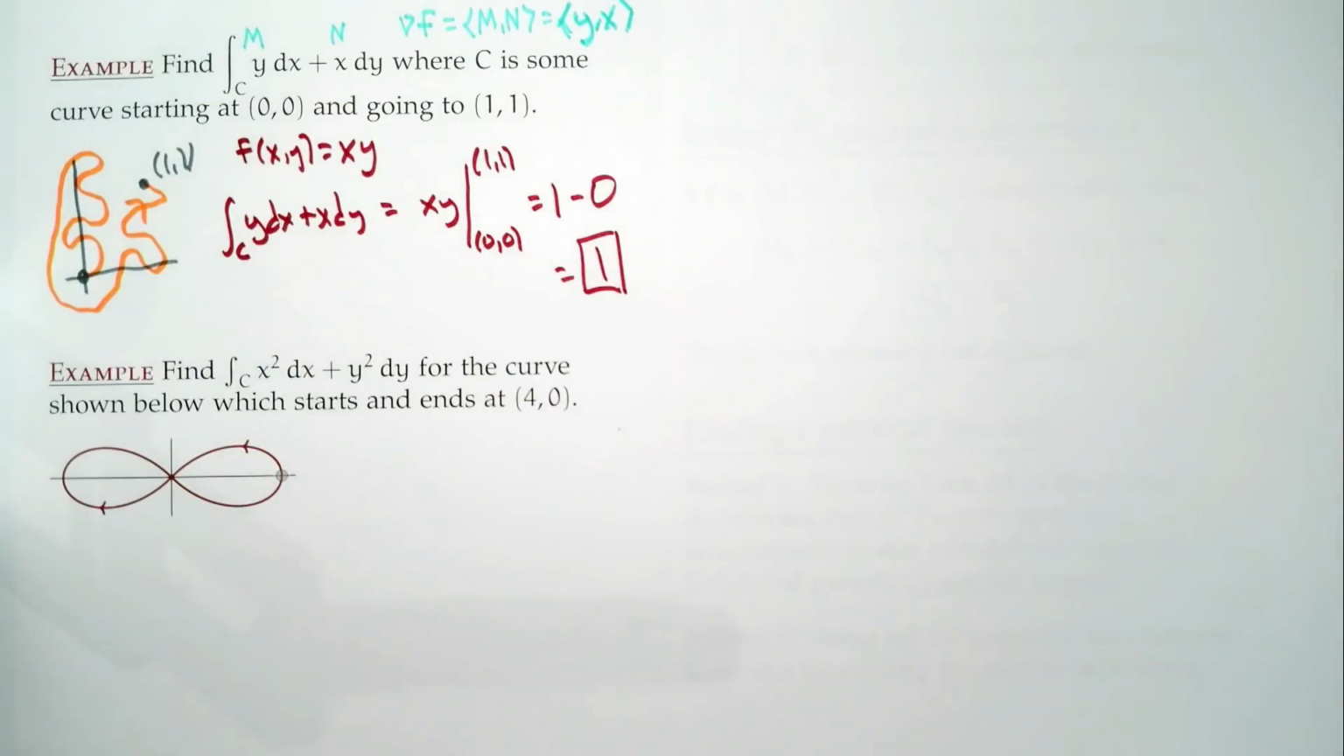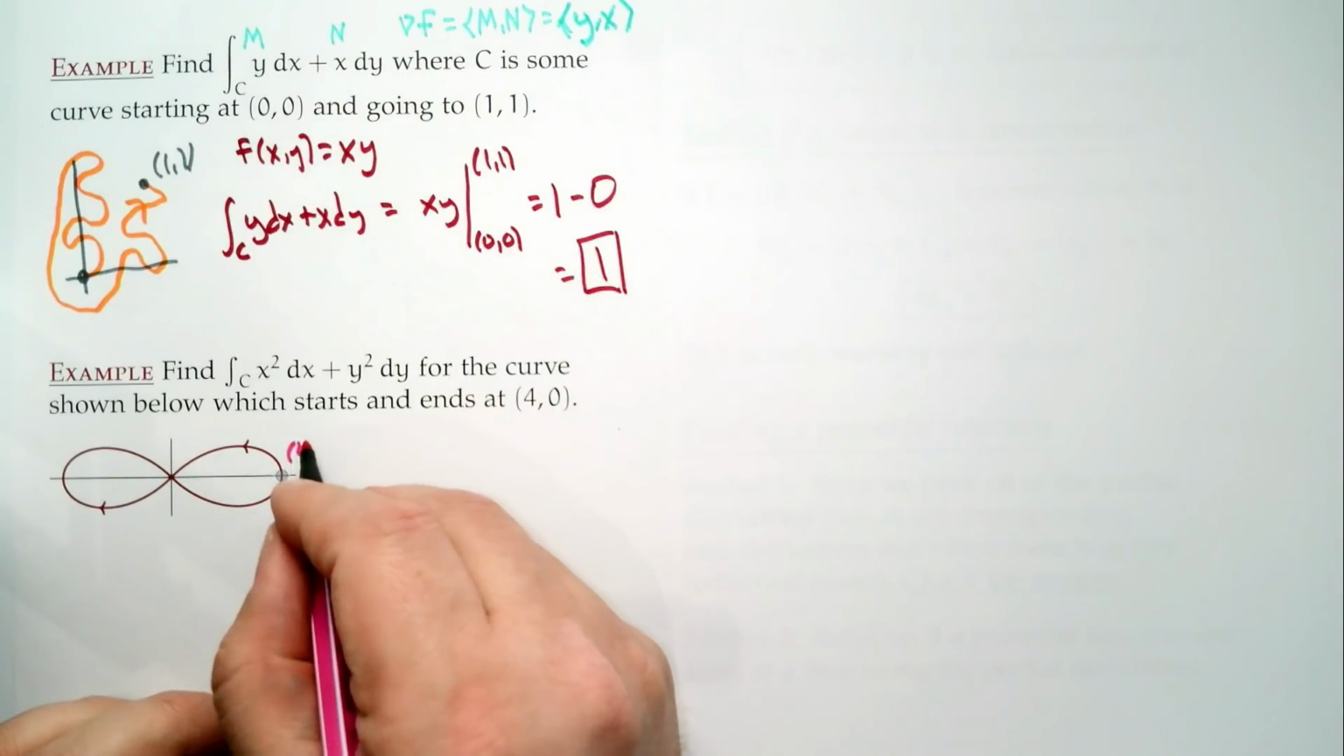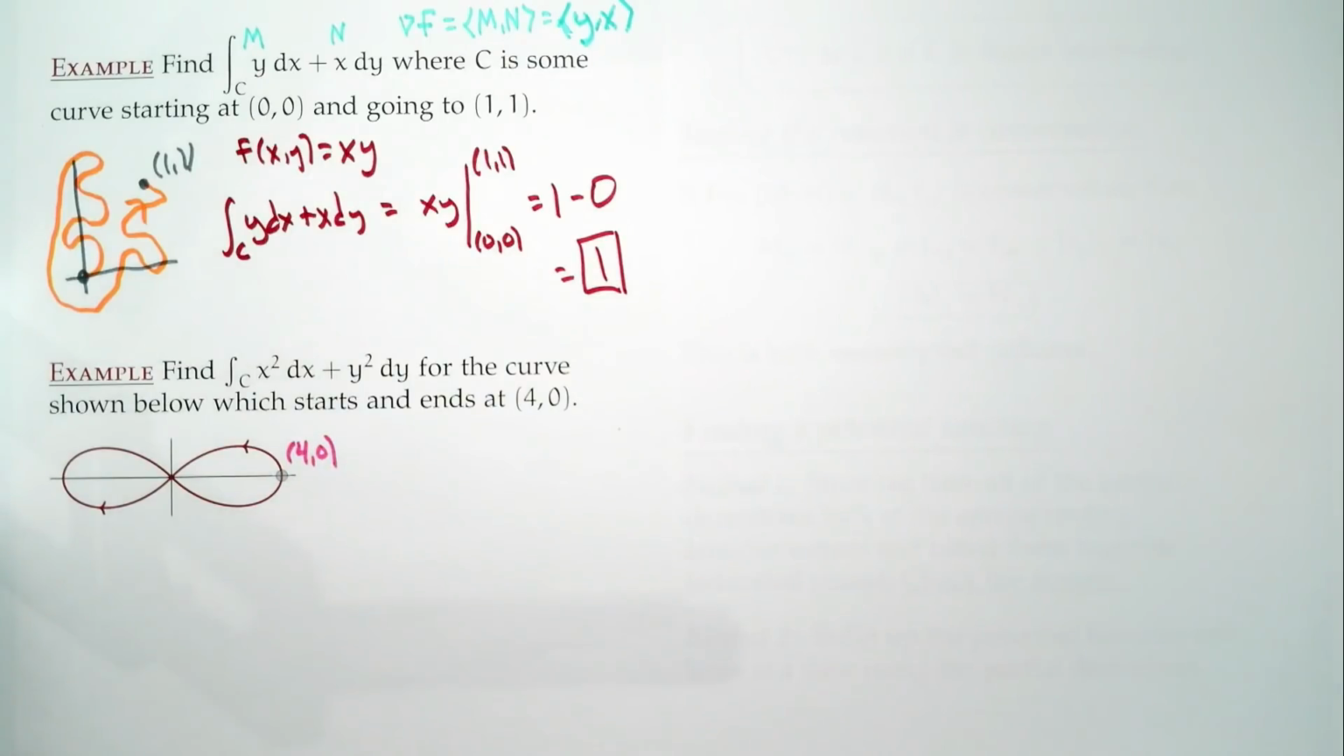Find the integral along the curve of x squared dx plus y squared dy for the curve shown below. And, okay, kind of looks like an infinity sign. All right. And we start and end at the point 4, 0. So there's a little mark here. So this little mark is indicating the point 4, 0. That's where we're going to start and end.